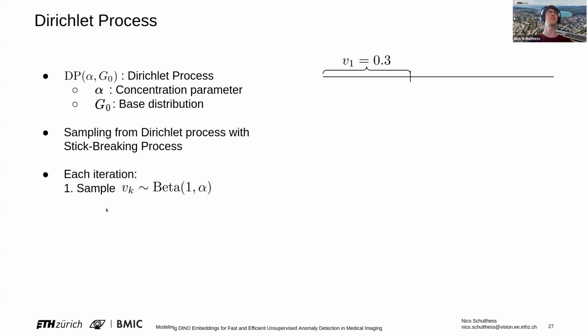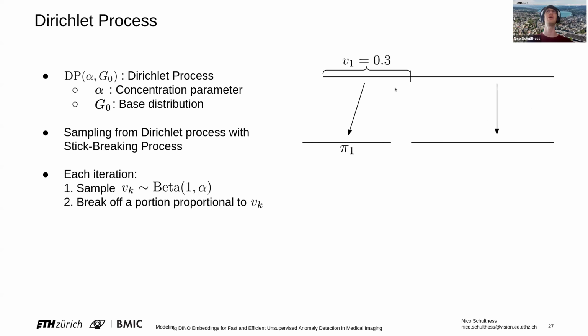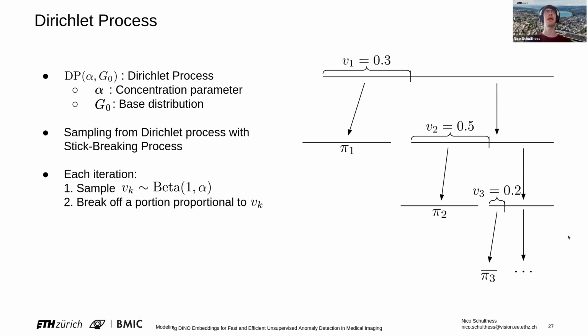First of all, we sample a V_k, or V1 in this case, from the Beta(1, alpha) distribution. And we mark the ratio V1 on this unit length stick. Then we break off the portion V1 from the stick, and we keep the remainder. Then we sample another V2, and we mark this ratio from the remainder of the stick. And we also break that away and keep the remainder again. And then we sample another V, break it off, and so on.